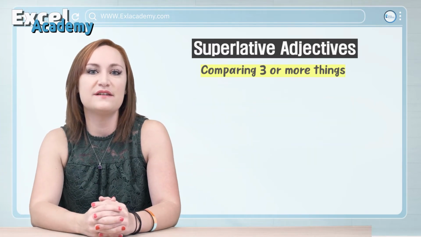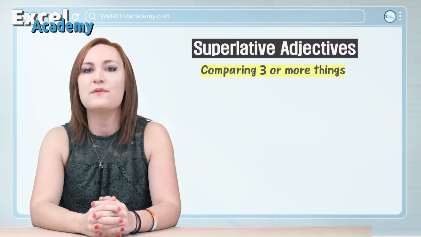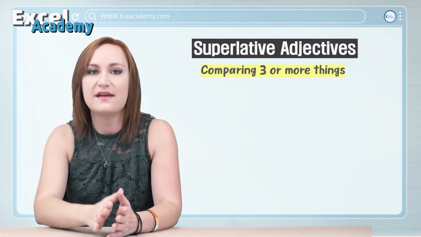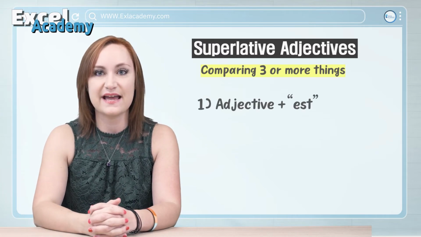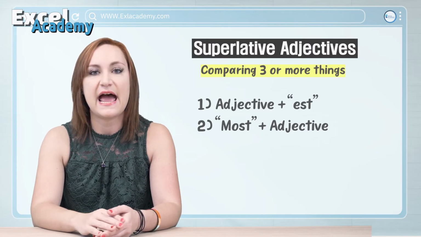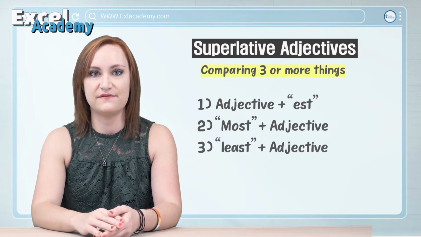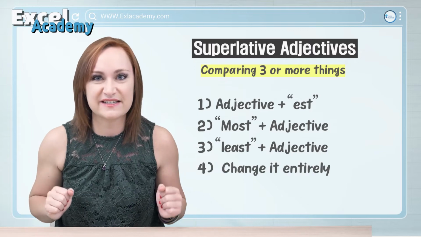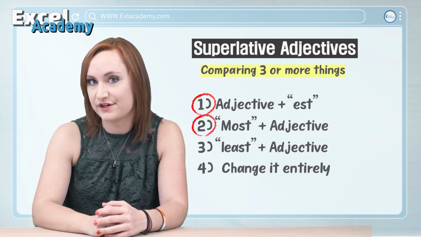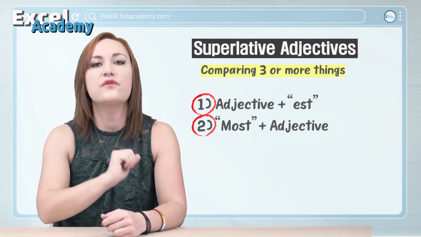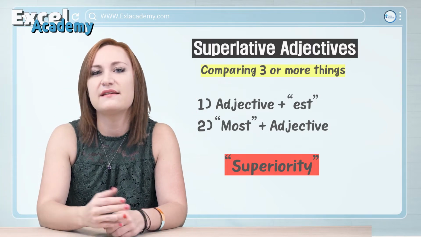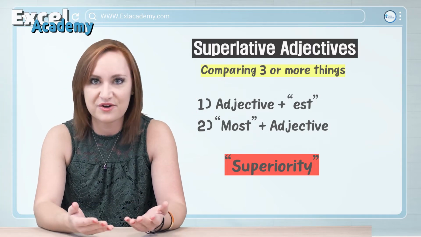When using the superlative form of a positive adjective, you must change the adjective in one of four ways. Add est to the end of the adjective, add the word most before the adjective, add the word least before the adjective, or change the adjective entirely. The first two changes, adding est to the adjective or using most with the adjective, are both superlatives of superiority. This means that they show that something is better than or superior to other things.